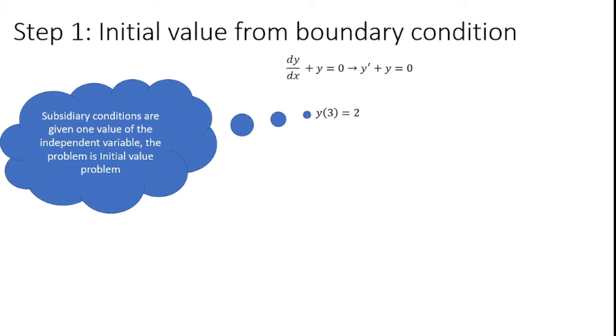Here, x is the independent variable and y is the dependent variable. Here you see only one value of the independent variable is available, which is x is equal to 3, and y is equal to 2 as the dependent variable. So, this problem is called an initial value problem. Here, the initial value according to the boundary condition is x equal to 3 and y equal to 2. So, how can we solve this problem?